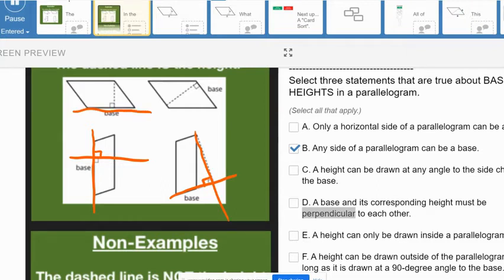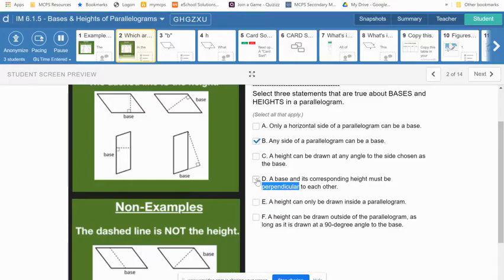Here's my base, that's not straight at all. Base, height, 90-degree angle, base, and height, 90-degree angle. That's what perpendicular means. So D works.